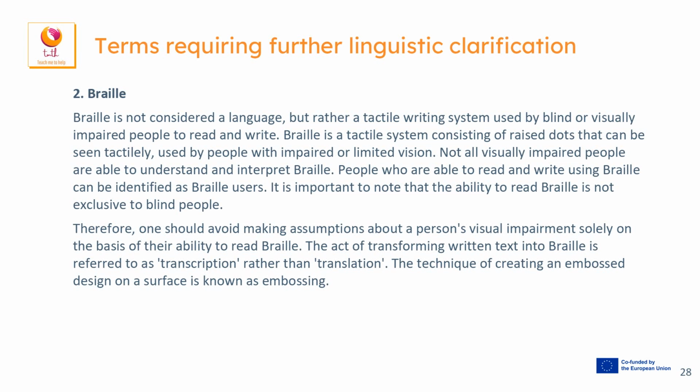It is important to note that the ability to read Braille is not exclusive to blind people. Therefore, one should avoid making assumptions about a person's visual impairment solely on the basis of their ability to read Braille. The act of transforming written text into Braille is referred to as transcription rather than translation. The technique of creating an embossed design on a surface is known as embossing.